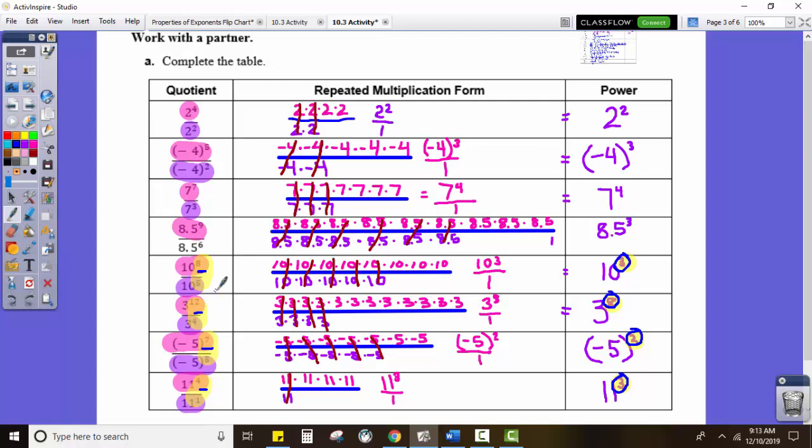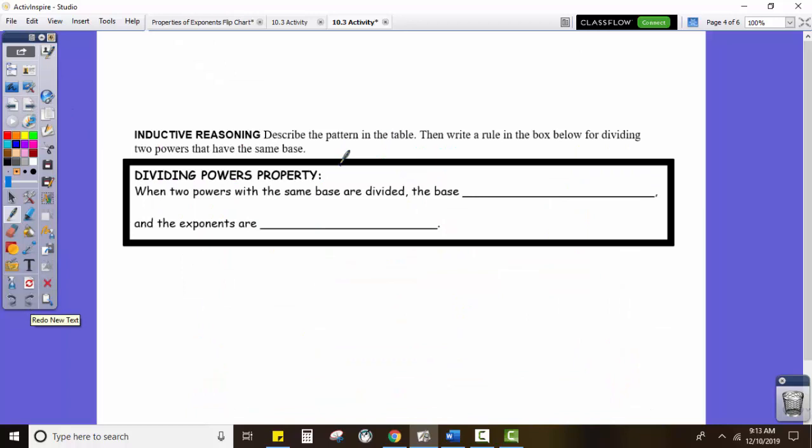So what we see happening here is even though we're dividing powers, the rule is to subtract the exponents. So top minus bottom equals the exponent on the power. Okay, that's very important that you keep in your head, I am dividing the powers, but I'm actually subtracting the exponents. So let's go ahead and fill in the rule right here, dividing powers property.